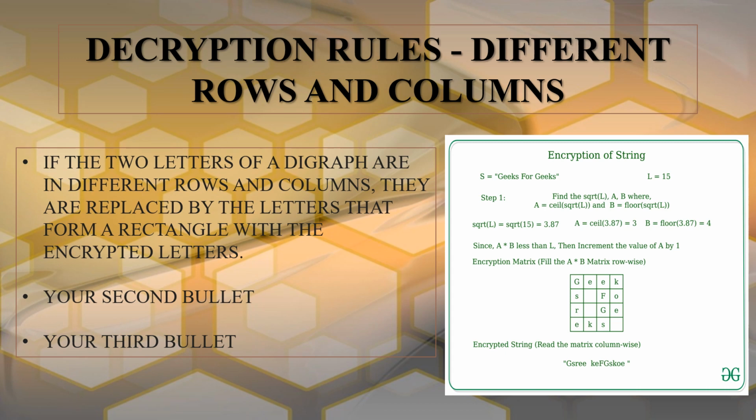Decryption rules, different rows and columns. If the two letters of a digraph are in different rows and columns, then they are replaced by the letters that form a rectangle with the encrypted letters, your second bullet and your third bullet.